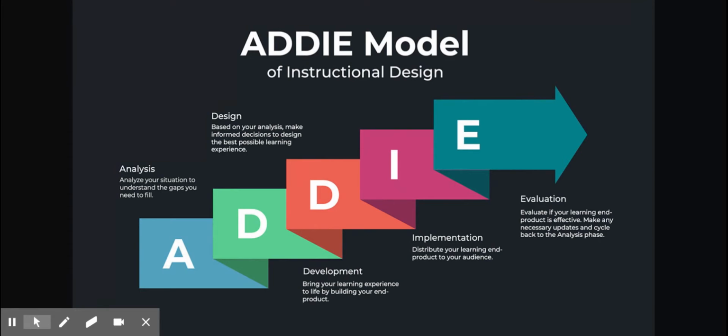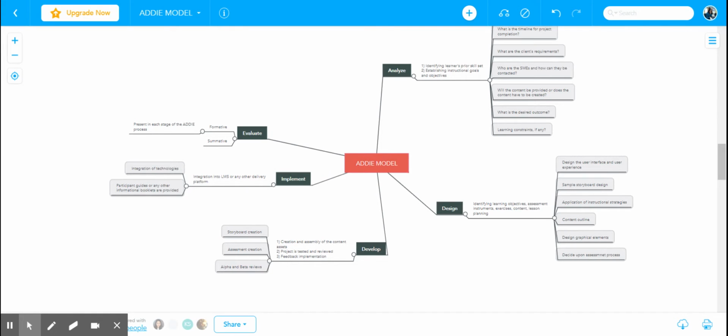Today we will be looking at each and every step of the ADDIE model and understand it in relation to an organization. The ADDIE model stands for Analyze, Design, Develop, Implement and Evaluate. So let's get started with the first step, which is Analyze.